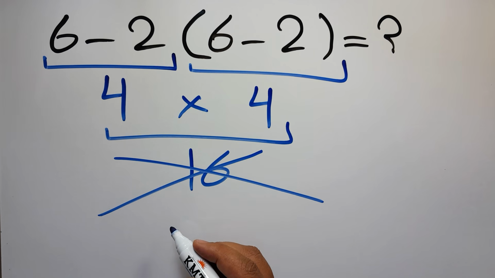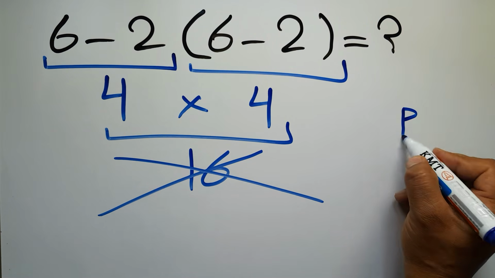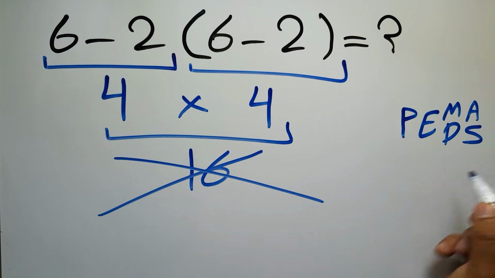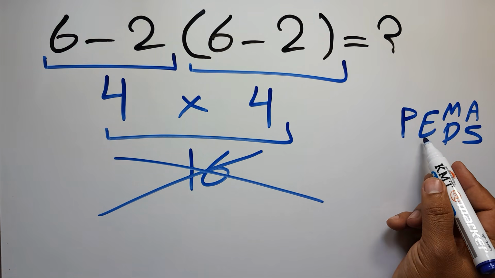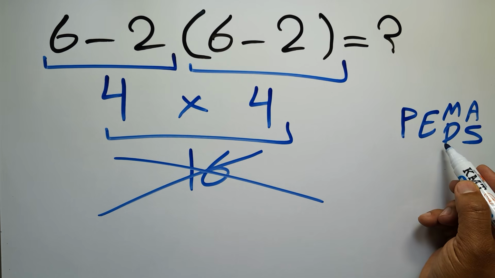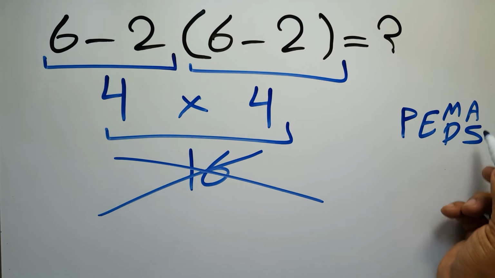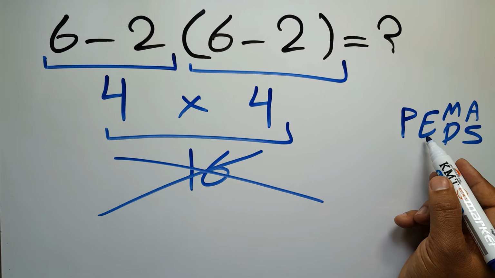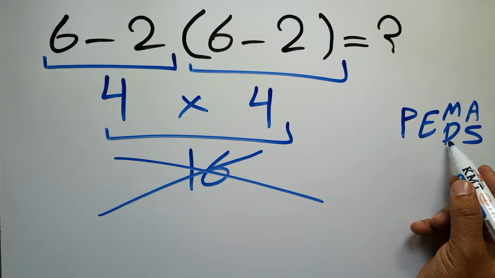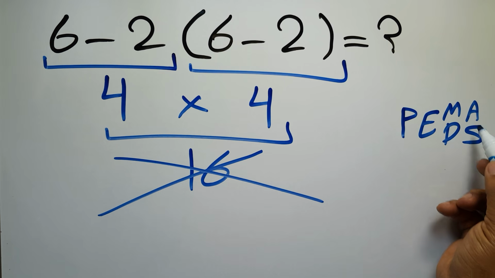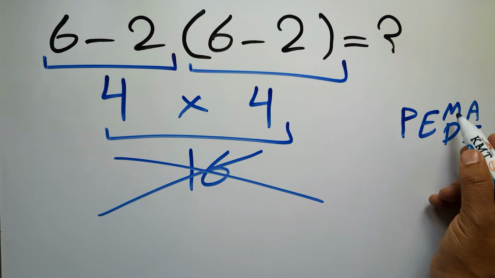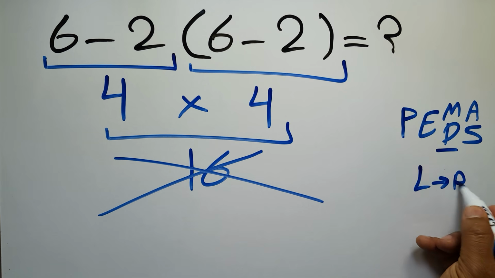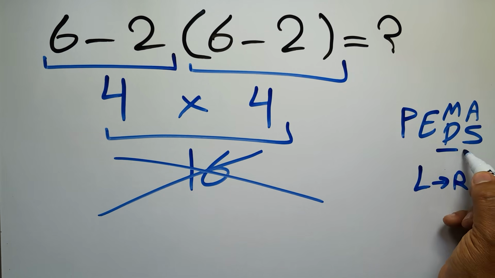Because according to the order of operations, which is PEMDAS, P stands for parentheses, E stands for exponents, M and D stand for multiplication and division, and A and S stand for addition and subtraction. First, we have to do parentheses, then exponents, then multiplication or division, and then finally addition or subtraction. Remember that multiplication and division have equal priority and we have to work from left to right. And the same applies to addition and subtraction.